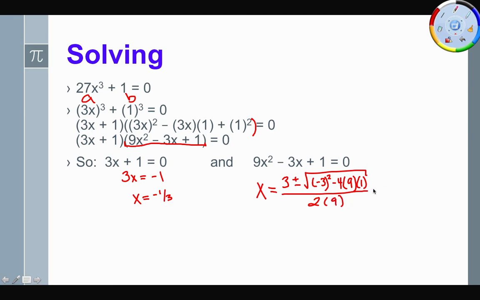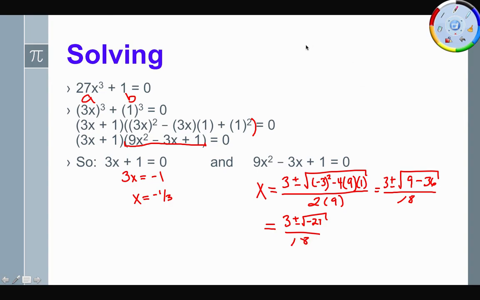is 9. Simplify that down, we get 3 plus or minus the square root of 3 squared, which is 9, minus 4 times 9, which is 36, all over 18. Notice we get 9 minus 36. That means it is a complex number because it's negative under the square root. So we get 3 plus or minus the square root of negative 27 over 18.